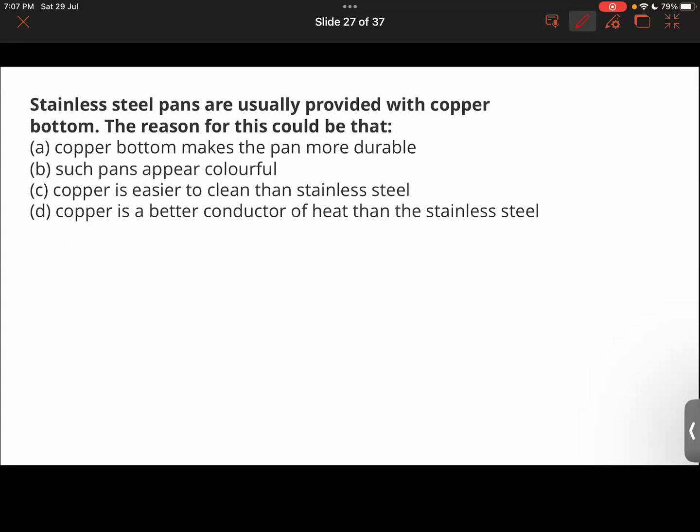Read the question and see which one is the correct answer here. D, copper. Copper is a better conductor of heat than stainless steel. Exactly, that is the reason why the base is made of copper. Good.